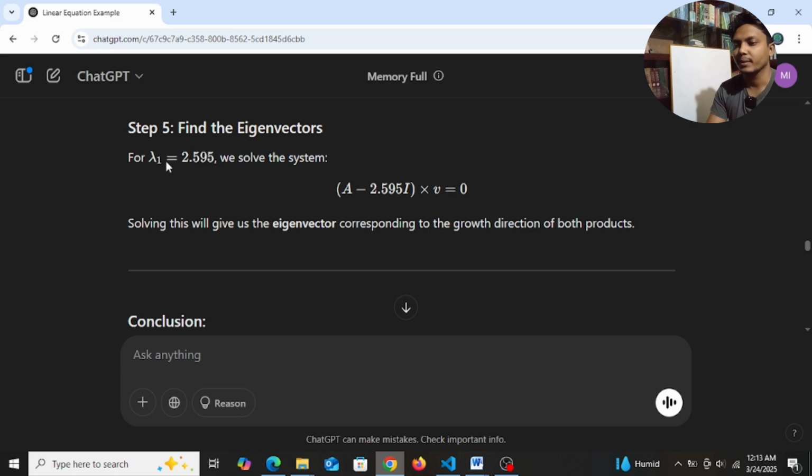Now find the eigenvectors for lambda 1, 2.595. We solve the system.